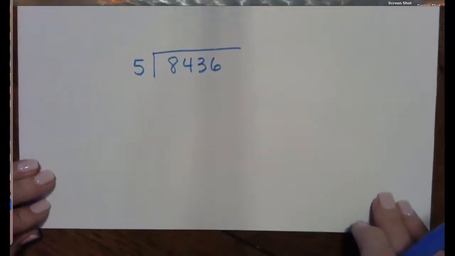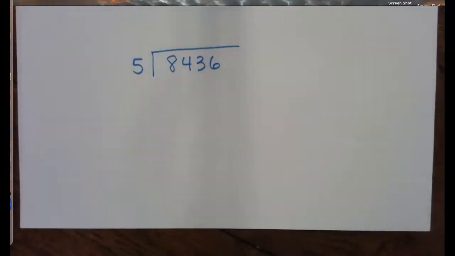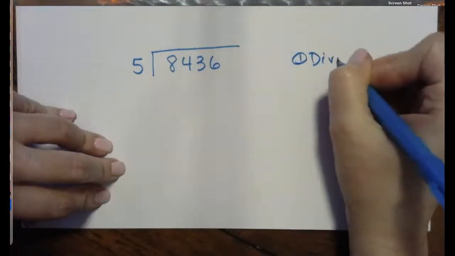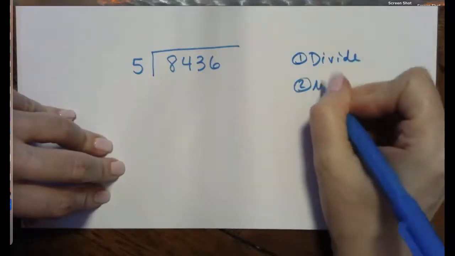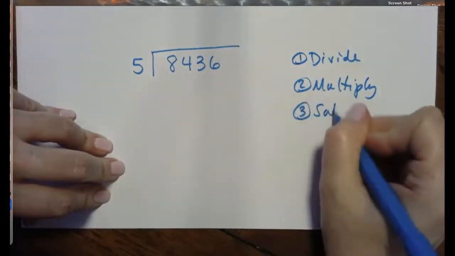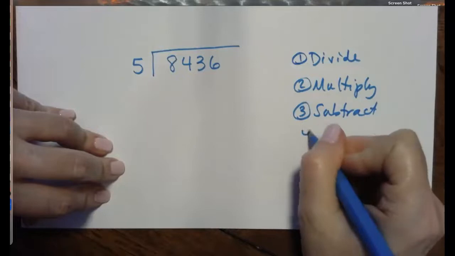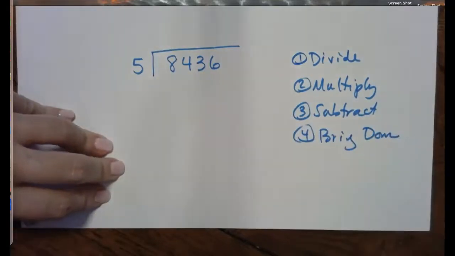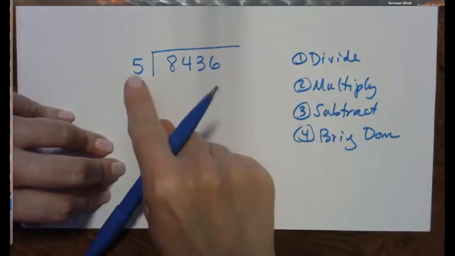So let's take a look at this old school division problem, and we're going to go through the steps. They are the same steps we use in polynomial long division. They are divide, then multiply, subtract, and bring down. So that's what we're going to do straight away.